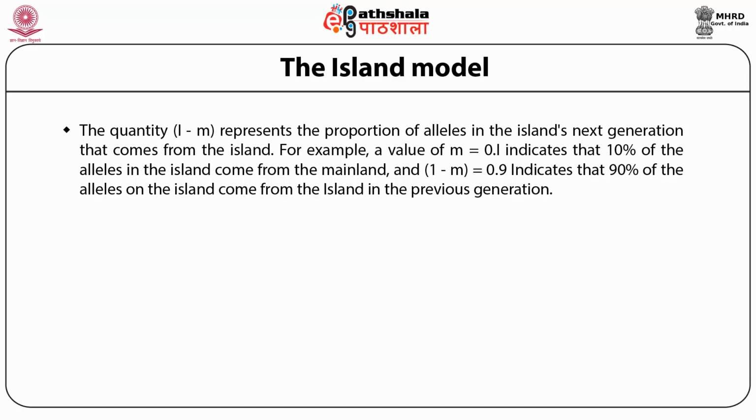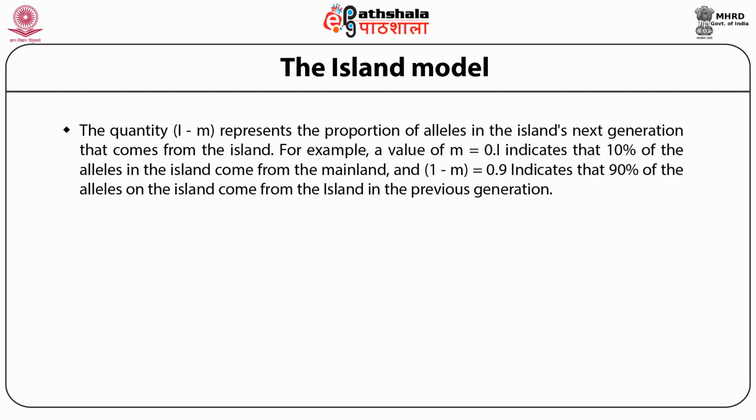For example, a value of M equal to 0.1 indicates that 10% of alleles in the island come from the mainland, whereas the value 1 minus M equivalent to 0.9 indicates that 90% of the alleles on the island come from the island in the previous generation.